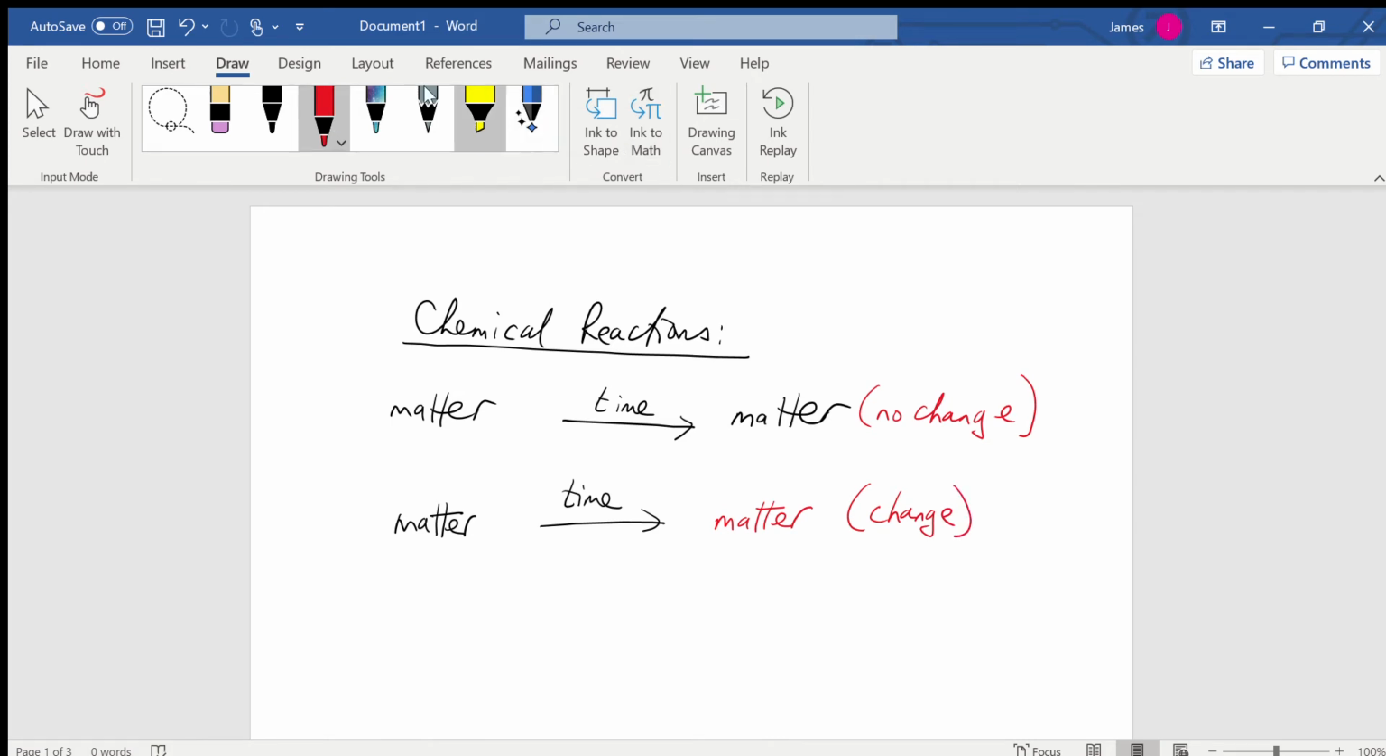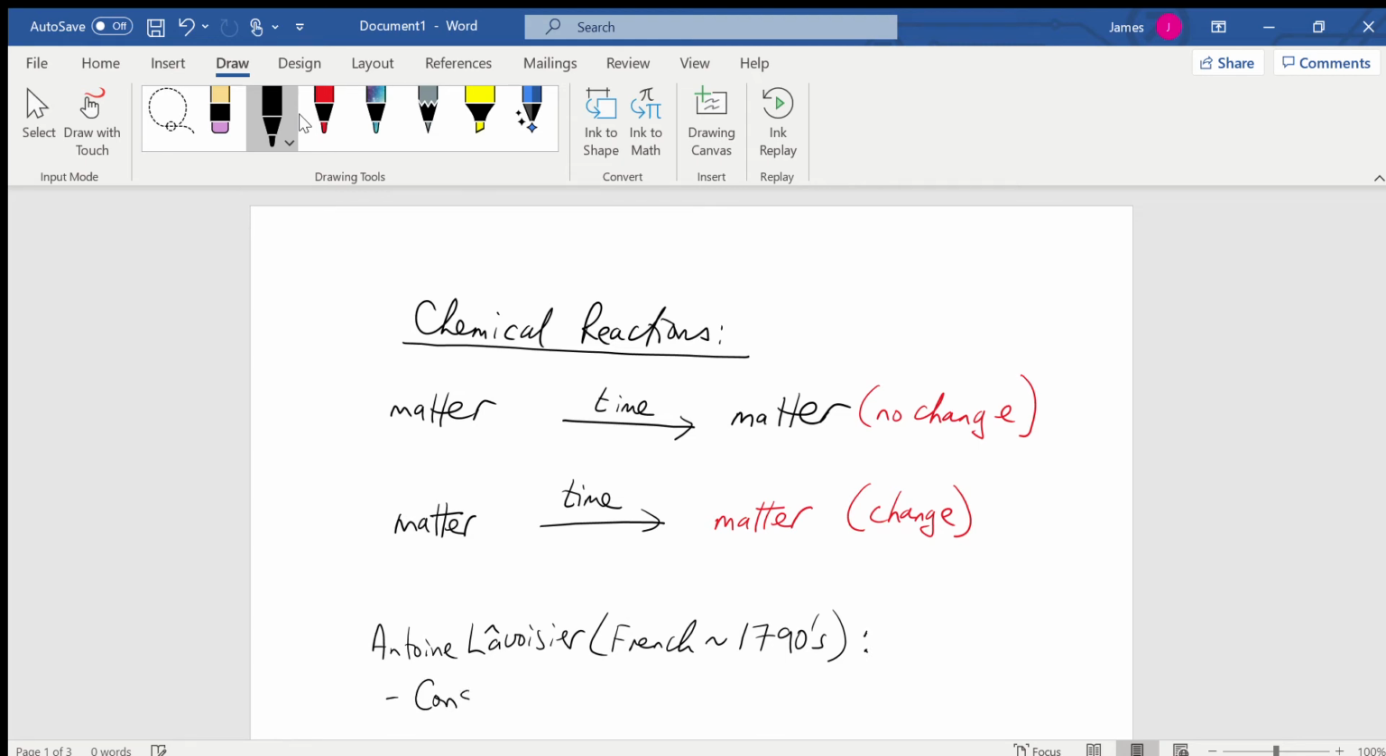So what Antoine Lavoisier did, he was French, and this was around 1790s. So unfortunately, he was executed in the French Revolution. But before he lost his head, he gave the world the conservation of mass. He realized that mass was conserved.